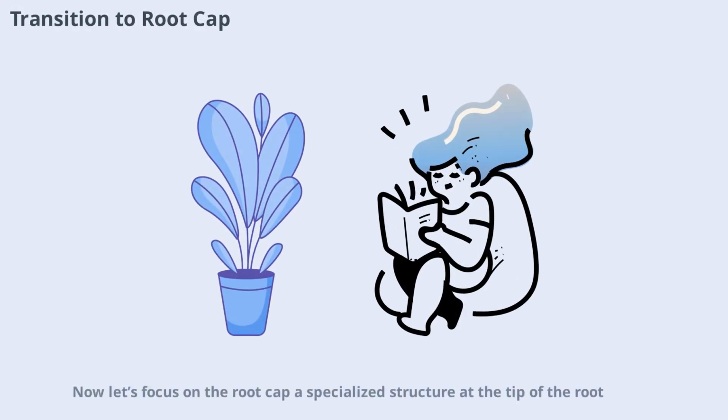Now let's focus on the root cap, a specialized structure at the tip of the root. The root cap is formed by specific histogens and plays a vital role in protecting the growing root tip.